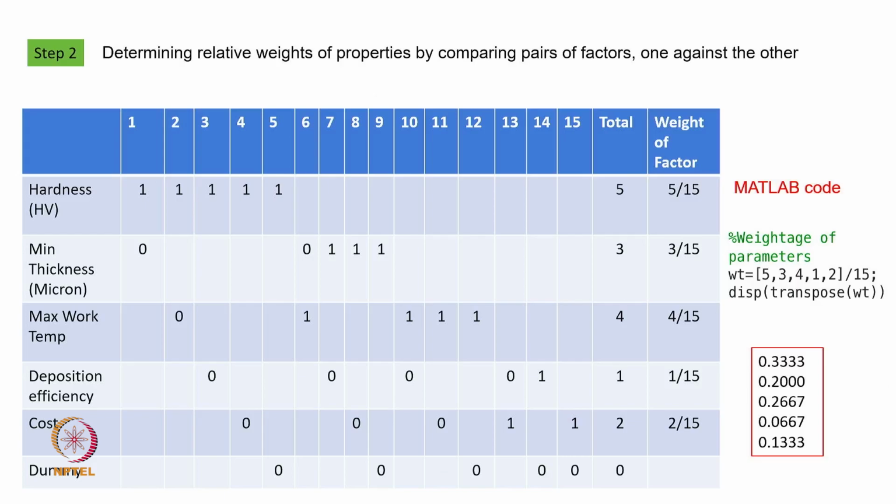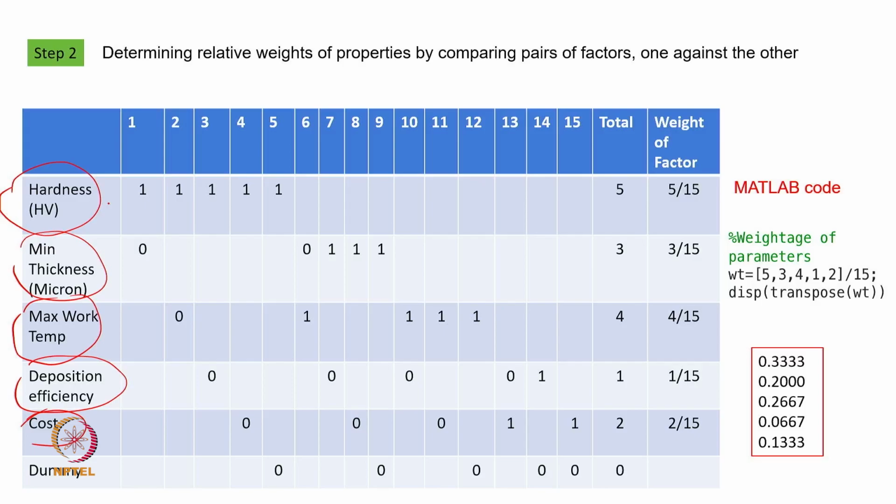We are trying to figure out what the weighting factors are. So, what is the weighting factor of hardness, what is the weighting factor of the minimum thickness, what is the weighting factor of the maximum working temperature, what is the weighting factor of deposition rate, what is the weighting factor of the cost also. So, those things are important.